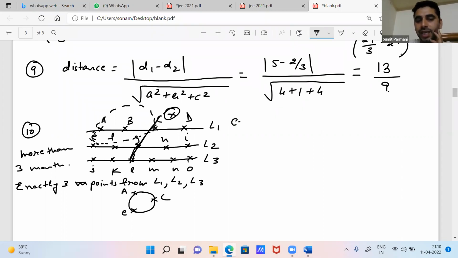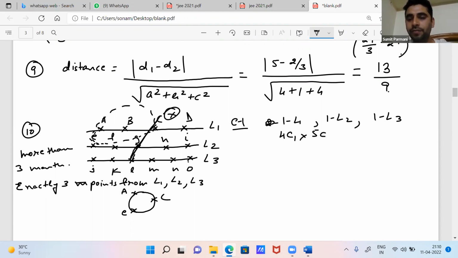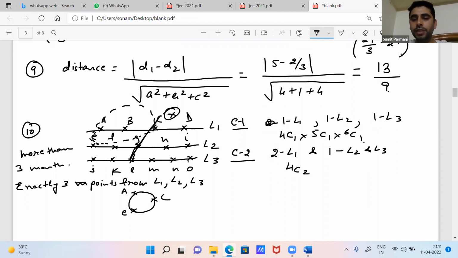So first, case 1: take 1 point from L1, 1 from L2, 1 from L3. So we can write 4C1 into 5C1 into 6C1. This is case 1. Case 2: 2 points from L1 and 1 point from L2 and L3 altogether. Then we can write 4C2 into 11C1. Case 3: take 2 points from L2 and 1 point altogether from L1 and L3.